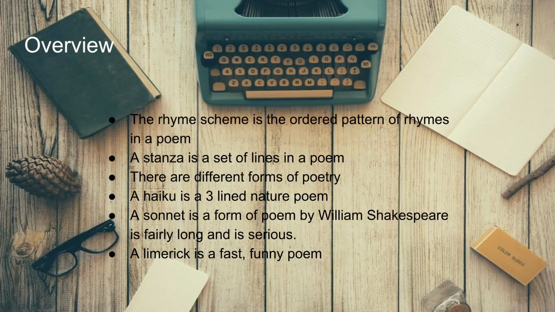Okay, so remember, the rhyme scheme is the ordered pattern of rhymes in a poem. A stanza is a set of lines in a poem. And there are different forms of poetry. Here are some examples. A haiku is a 3-lined nature poem. And a sonnet is a form of poem used by William Shakespeare and is long and serious. And a limerick is a fast, funny poem.